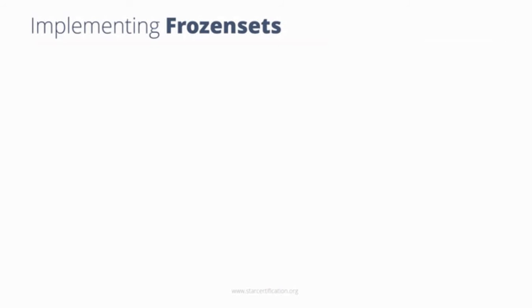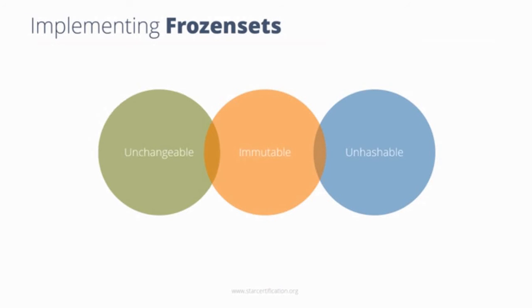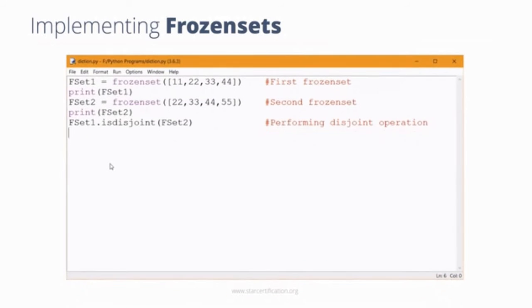Python Frozenset has the features of set, but its elements are unchangeable. Like tuples, Frozensets are immutable sets. Sets are unhashable, thus cannot be used as dictionary keys. This program illustrates the implementation of Frozenset. In the program, the two Frozensets are created, named as fset1 and fset2. The last line performs the disjoint function on both Frozensets.